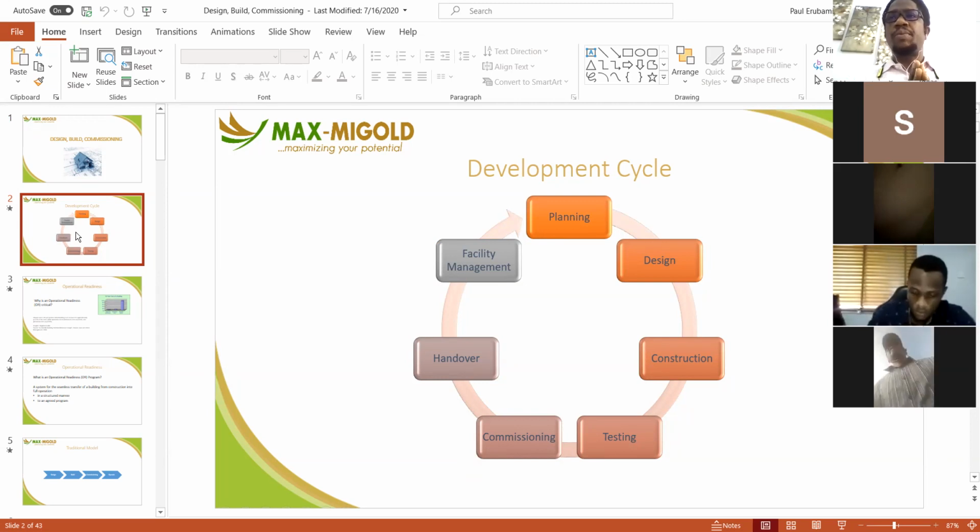The conception of the building. This is where the decision is made to build. And that decision is made to build or acquire, even if you're going to buy an already built one, will be based on a need you want to meet, a problem you want to solve, or an opportunity you want to take advantage of. Usually, planning is done at the ownership level. So the owners are the ones that do planning.